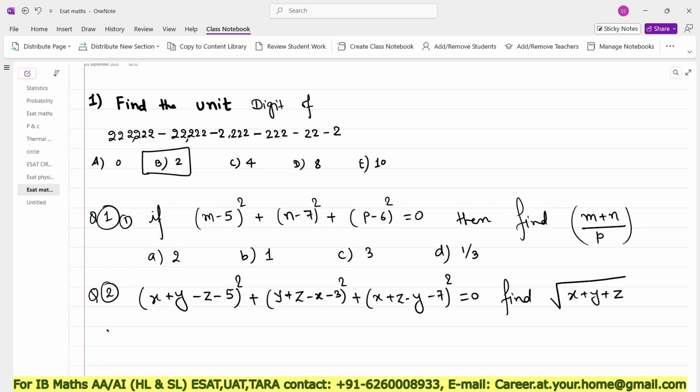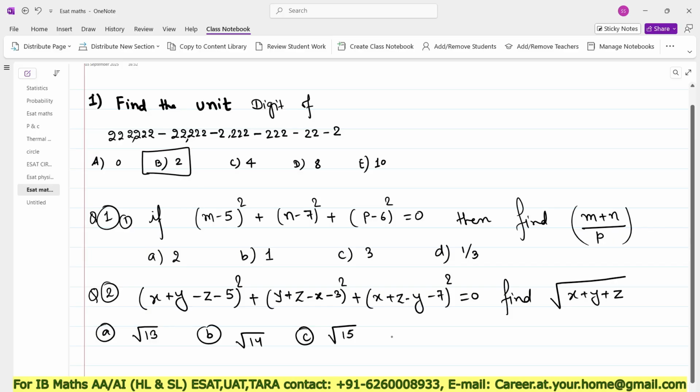Your options are A) square root of 13, B) square root of 14, C) square root of 15, and D) square root of 6.